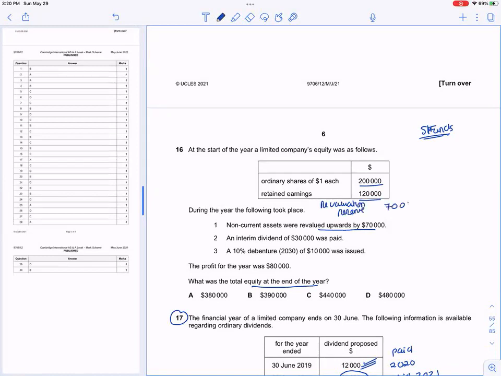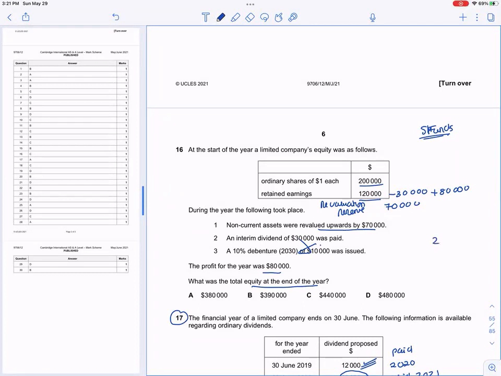70,000. Interim dividend was paid, so it will be minus from retained earnings. Profit for the year was 80,000, so this will be added to retained earnings. We also had debentures 10,000, I guess. No, why? Debentures is not equity.